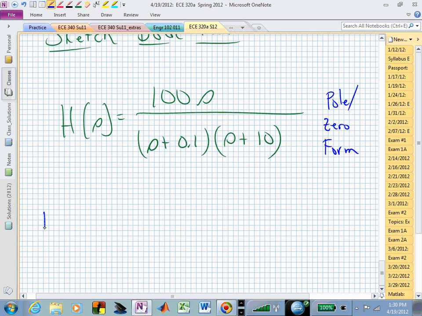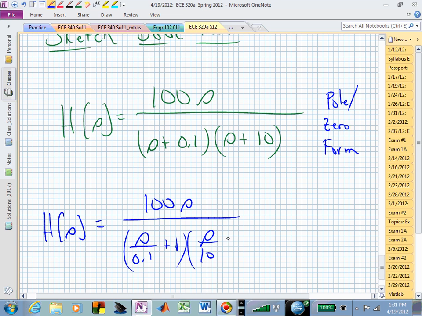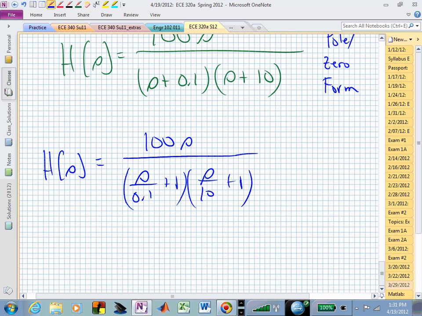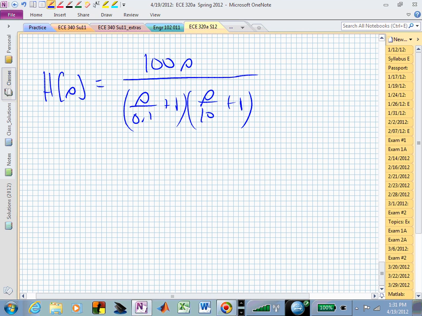First thing I would do is put it into time constant form, and I selected it so that the bottom poles were located nicely, and that when you factor those out, you end up with 1 when you multiply them together. And we now have 100s over s over 0.1 plus 1, s over 10 plus 1. So now I could say, what's the DC gain of this transfer function?